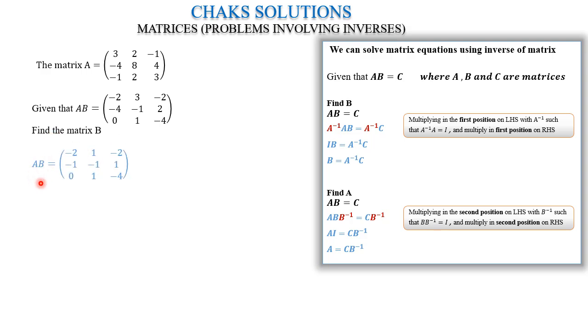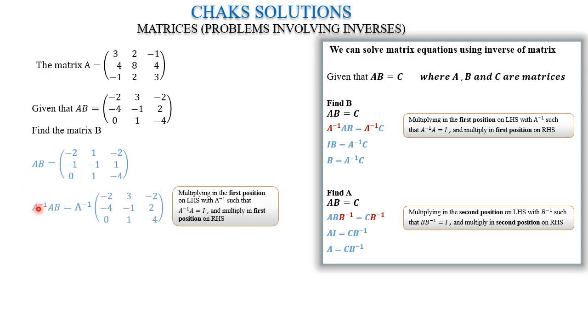Alright, so let's just see here. The question is saying we need to find the matrix B. So to find the matrix B here, it means we need to multiply both sides of the equation with the inverse of A, since we need to find the matrix B. So you can see A is in the first position here. So we are going to multiply on the first position here, such that we are going to have A inverse times A will give us the identity matrix. So we'll also do the same thing on the right hand side here. We multiply with the A inverse.